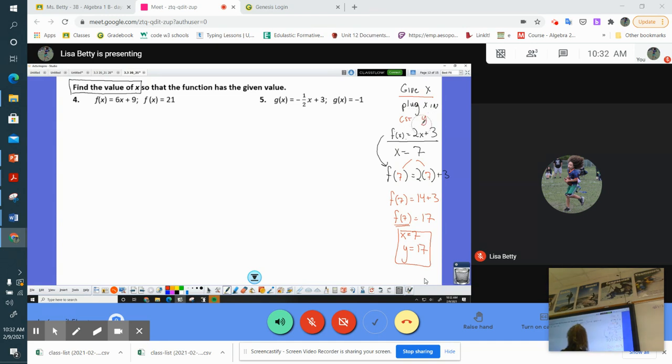right? But here, the problem is, they want you to get x. That's find x, which is the same thing as get x, which means they have to give you y. And here's y right here.